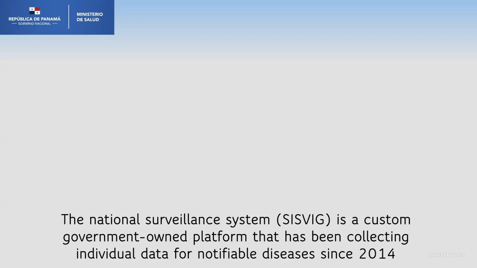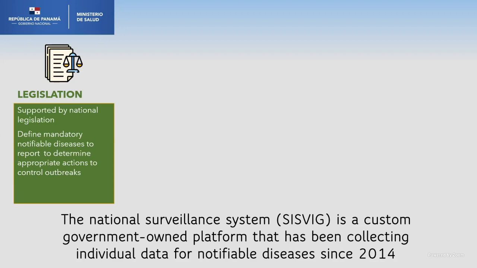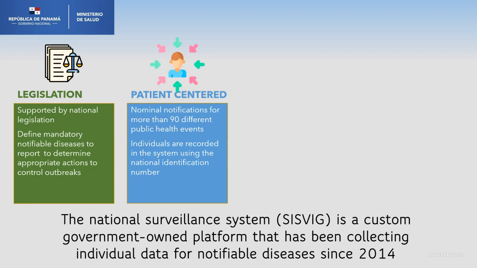First, I would like to explain a little bit about the National Surveillance System, which is called SISBIC. This is a custom government-owned platform. It's been collecting nominal data for a lot of notified diseases since 2014. It's supported by national legislation, and it has a lot of notified diseases to determine the appropriate action to control outbreaks. It's patient-centered. The individuals are recorded in the system using the national identification number. However, it's also possible to enter information from people who have no national identification number. This way, they can be tracked over time.